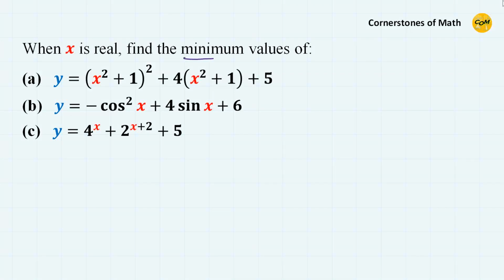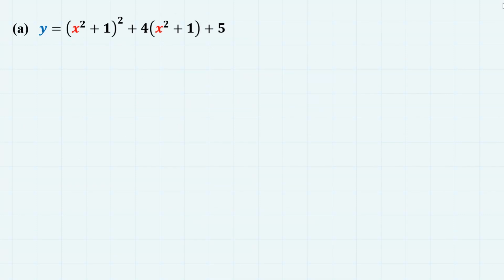Today we will find the minimum value of these functions. And without further ado, let's get started. The first one seems quite obvious. We have repeating parts x squared plus 1, so we can make a substitution to simplify the expression. So let x squared plus 1 be the new variable t.